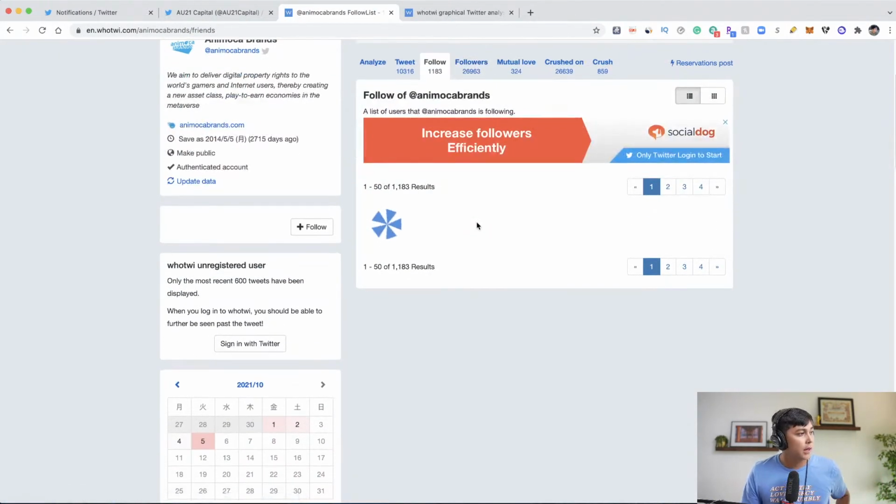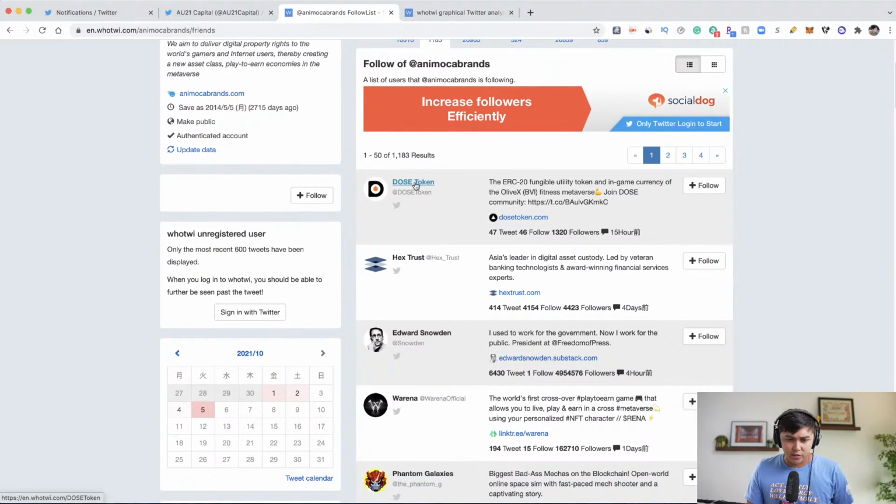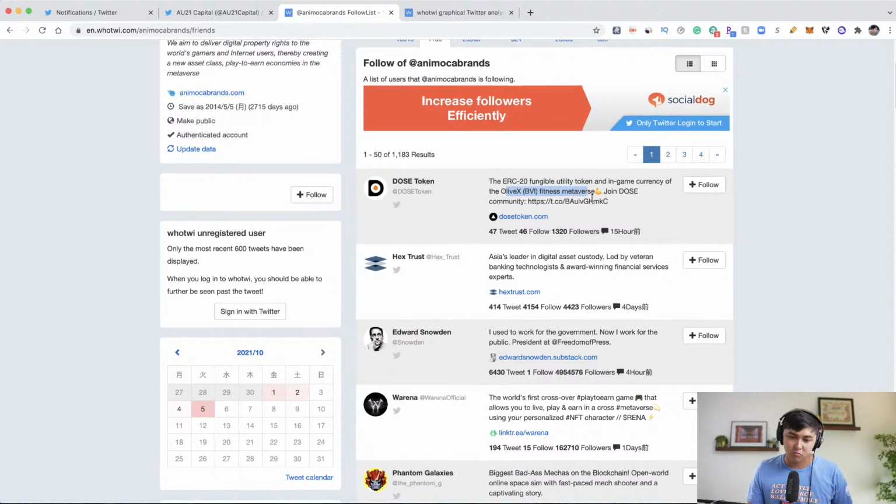Okay. And it is refreshing. And again, this is live, so I don't know what we're going to find. Okay, so the DOS token, the ERC20 fungible utility and in-game currency of Olive X, a BVI fitness metaverse. So we could check that out.